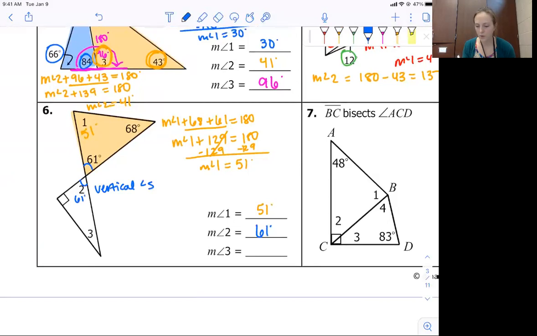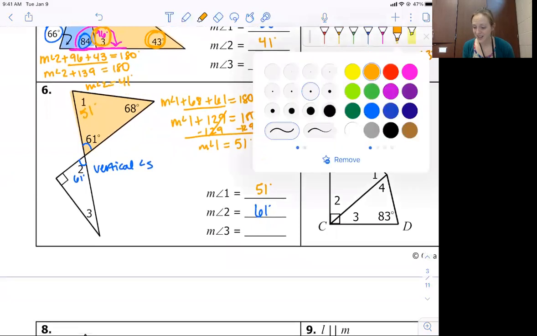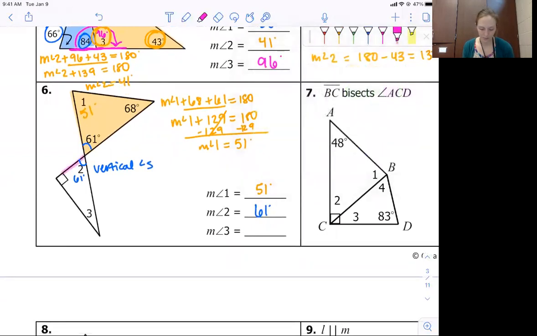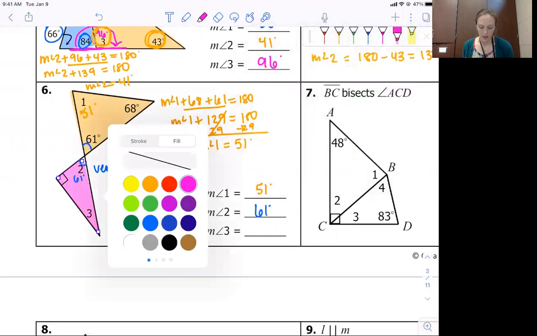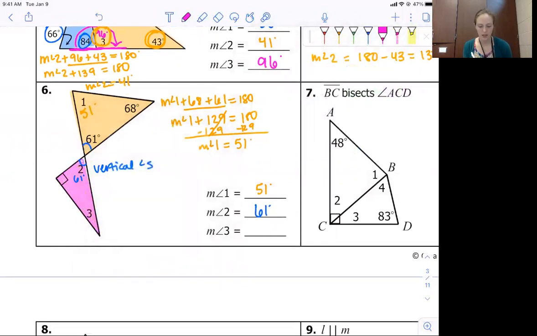And then finally for angle 3, I have another triangle that I can work within. So if I highlight this guy here, that pink triangle right there, I have that the measure of angle 3, the one I want, plus 90 degrees. Remember that box is 90, plus angle 2, which we know is 61 degrees, equals 180 degrees. Well, 90 plus 61 is going to give us 151 degrees.